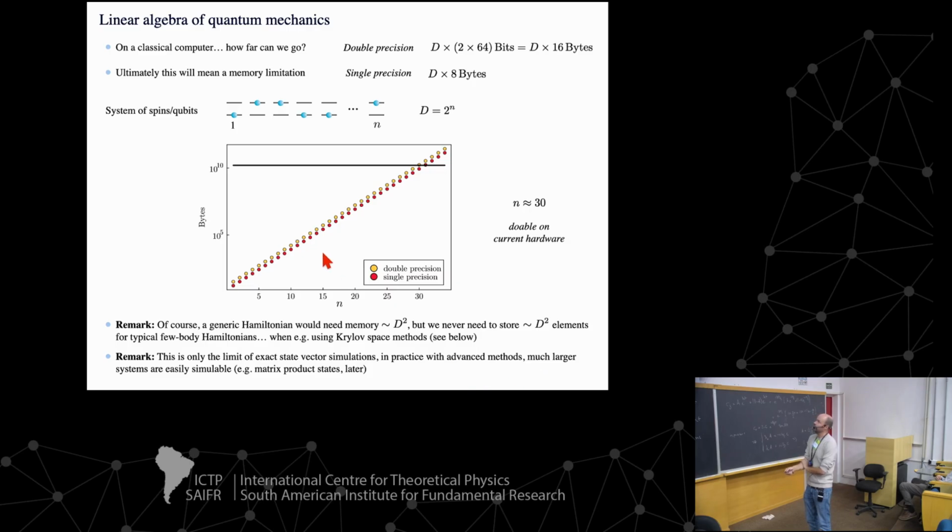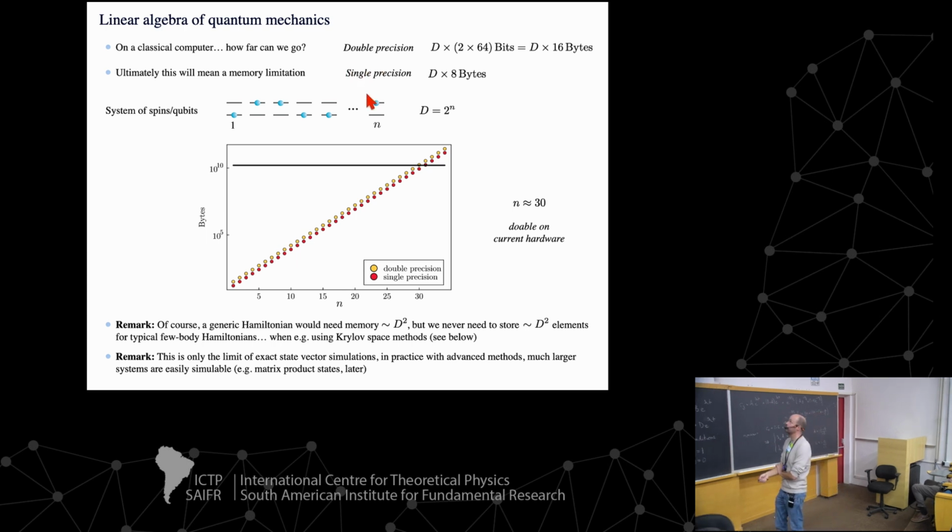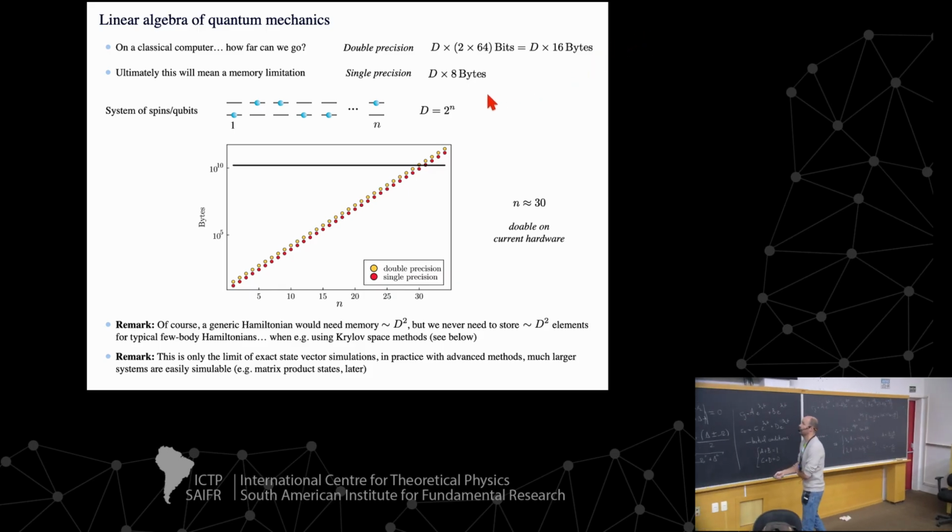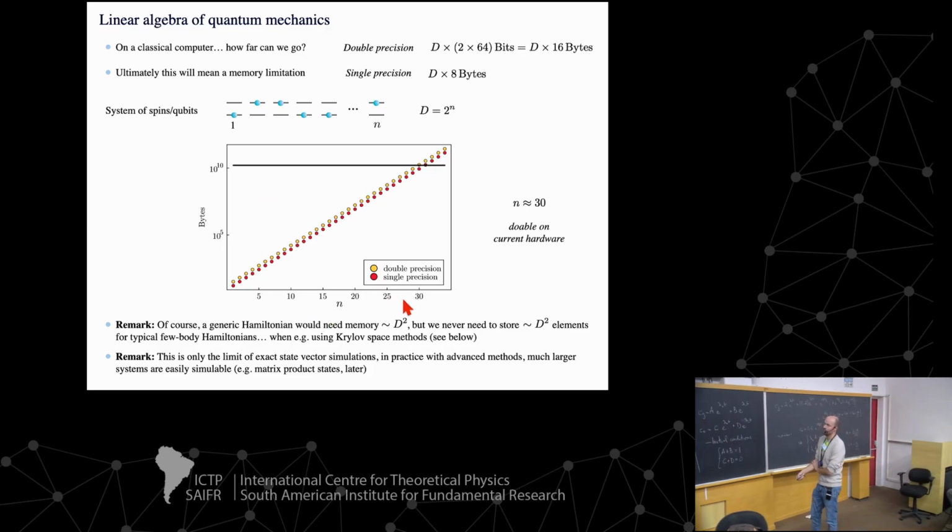Now, of course, if I have n of these spins, then my Hilbert space will be 2 to the power of n. So here I was plotting this memory requirement. I could use single precision if I don't want to have the precision that I showed you before. But in general, one should use double precision because there's anyway just a factor of 2 difference between those two. And here I just plot how much memory you would need as a function of the number of these two-level systems that I add to my system.